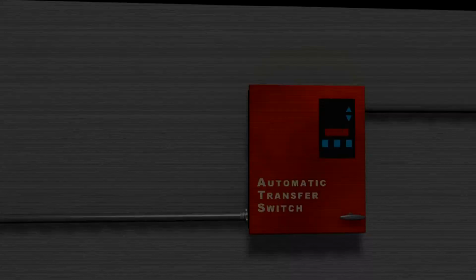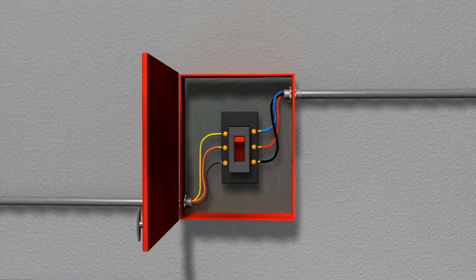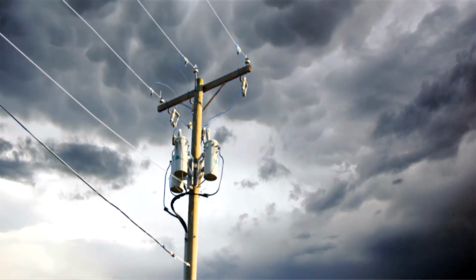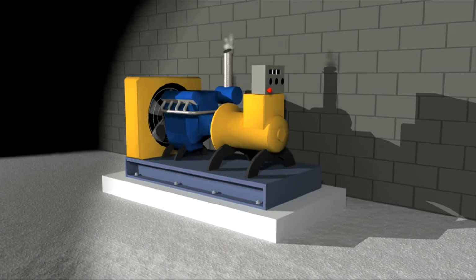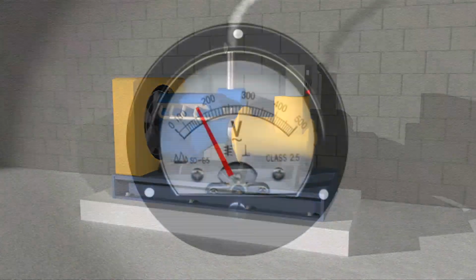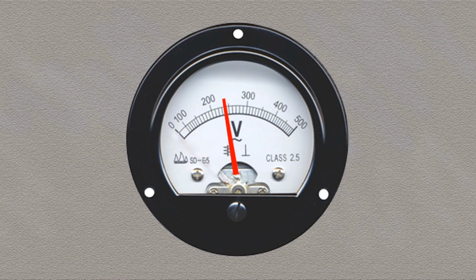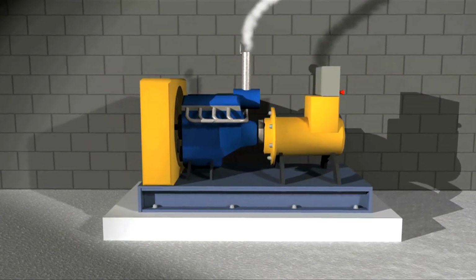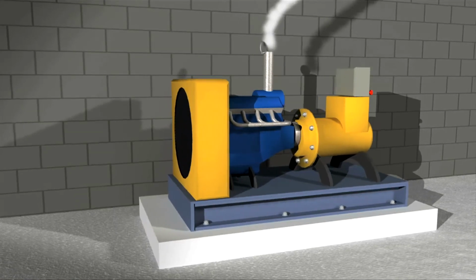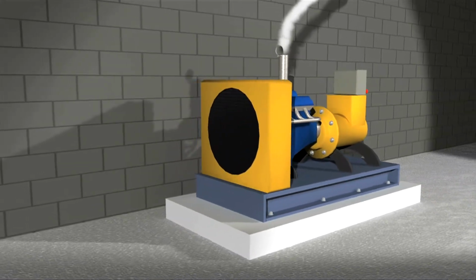An automatic transfer switch monitors the incoming power from the utility. If there is an interruption, it will send a signal to start an emergency generator. Once the generator reaches a desired voltage level, the ATS will switch over to the emergency power. There is a slight interruption in power from the time the ATS switches over to the generator from the utility power.